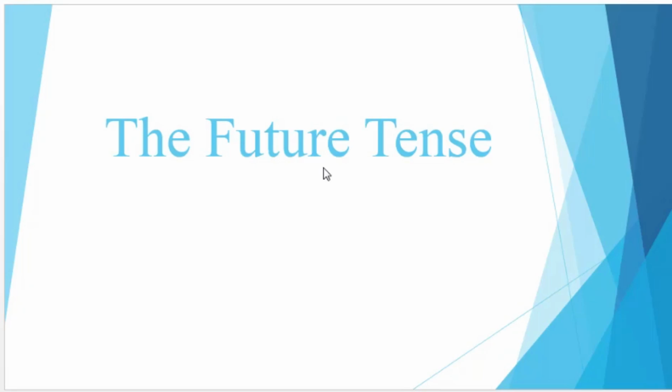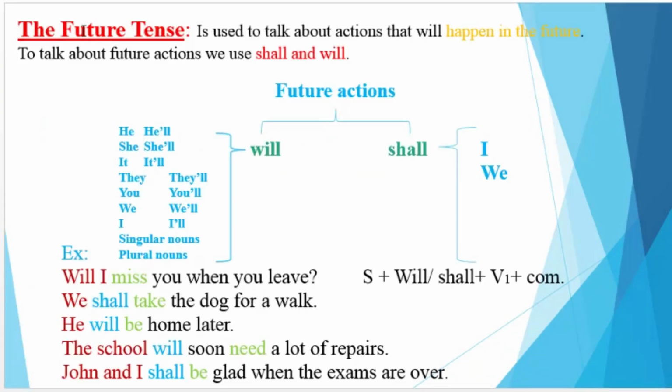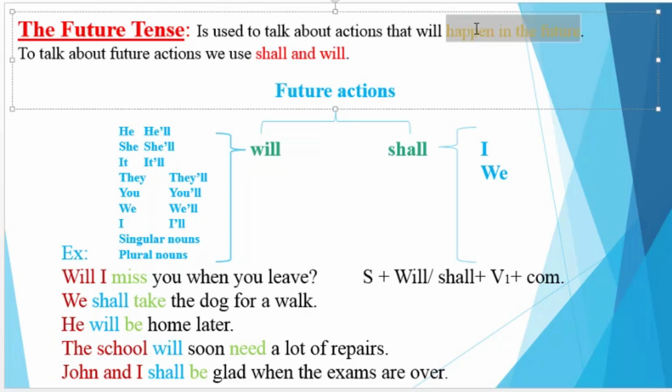Okay, let's get started and let's talk more about simple future tense. Let's begin with the definition. The future tense is used to talk about actions that will happen in the future. So, when we want to talk about an action that will happen in the future, at that time we use simple future tense. Or, when we want to talk about future actions, we use shall and will.